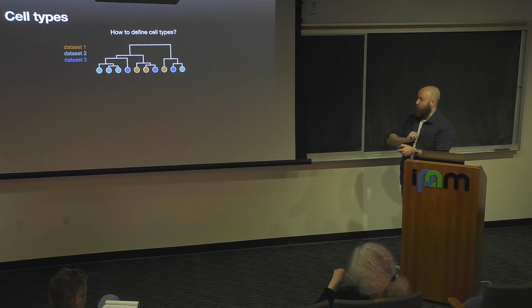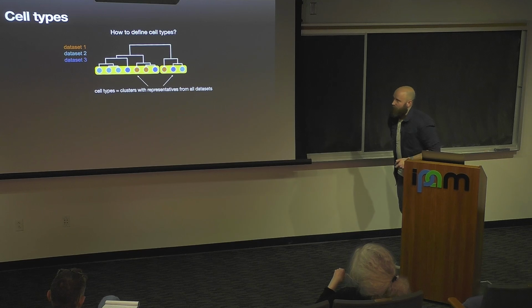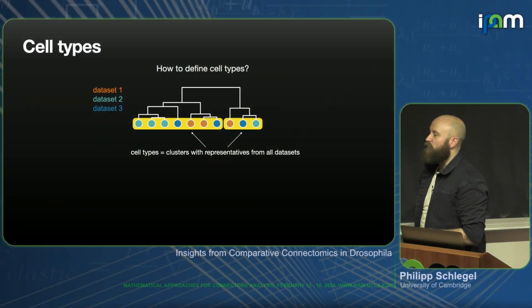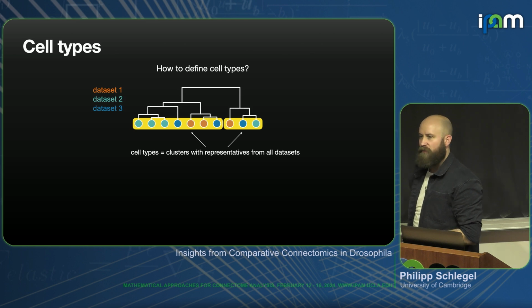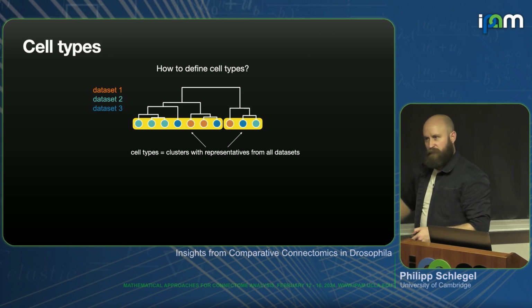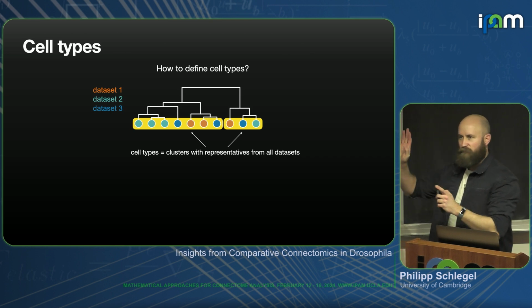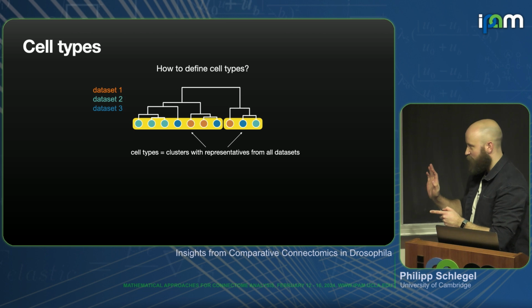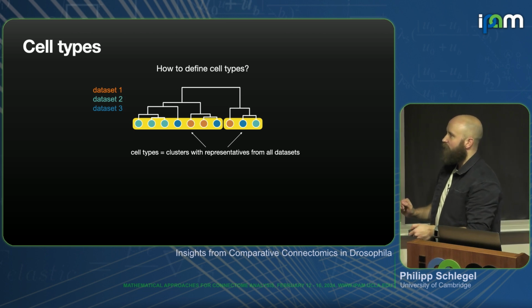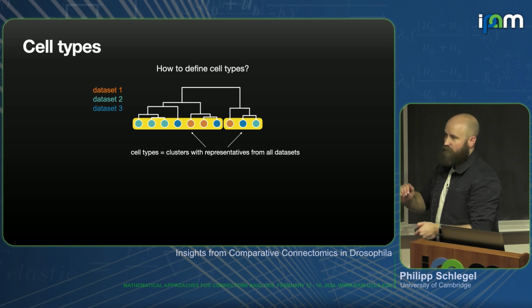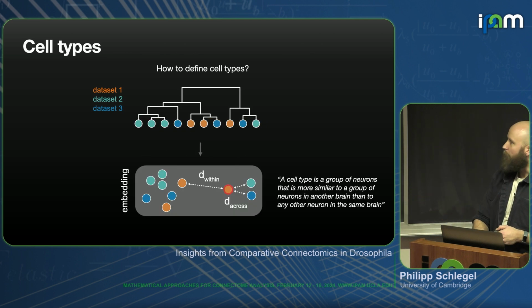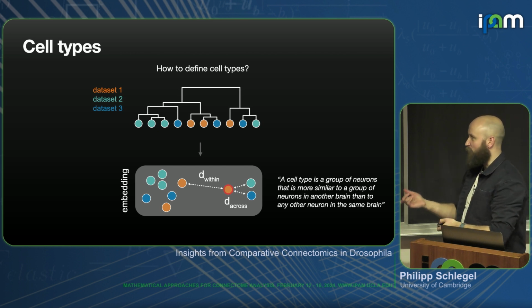Okay, I'm going to throw in 2, right? Because if you look at it, there's only 2. Basically, you want to find the smallest cluster that still contains representatives from all 3 data sets, and there's a couple of catches in there, like, what if one unit is just missing, and so on. But on a conceptual level, only 2 clusters fulfill that criterion. So essentially, this translates into the definition of a cell type, at least for us. A cell type is a group of neurons that is more similar, for example the red one specifically, to a group of neurons in another brain than to any other neuron in the same brain.